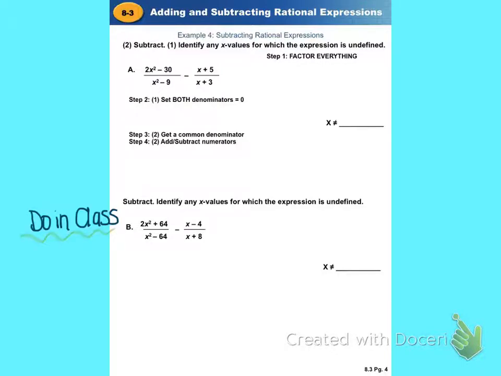We're going to try a subtracting one together, and we'll leave the second one to do in class as well. That gives us an addition one without a common denominator and a subtraction one that we can do when we see each other in class. But let's look at example A, subtracting rational expressions.